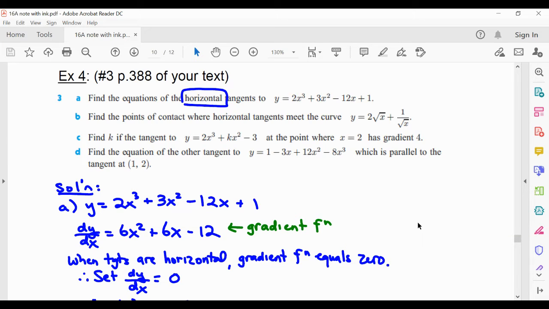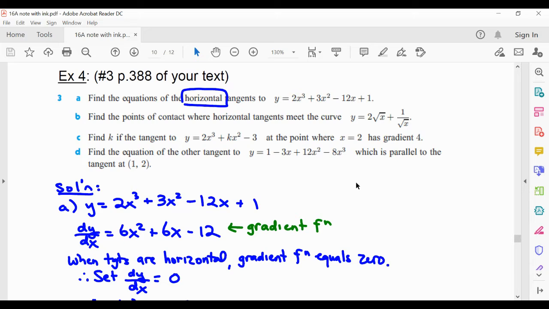Hello and welcome to the last part of our videos on section 16a about tangents and normals, and we're going to look at a couple of questions from your textbook that are a little bit more difficult. So for example, finding the equations of horizontal tangents to this expression.